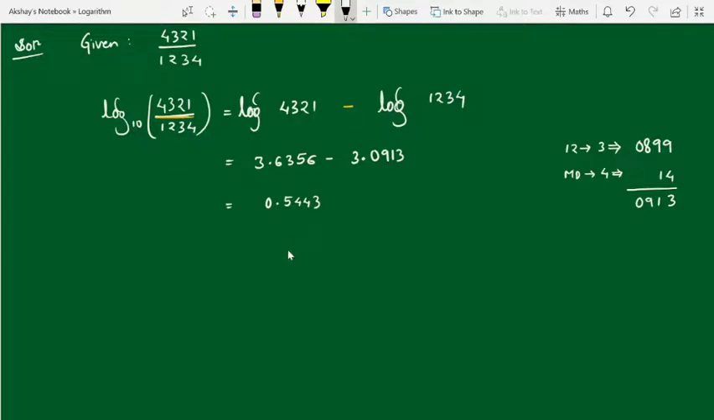Okay. Next. So this is log of the given number, by applying the formula. Next, what we have to calculate? Anti-logarithm. So anti-log of 0.544 is equal to, what is the procedure we are following?